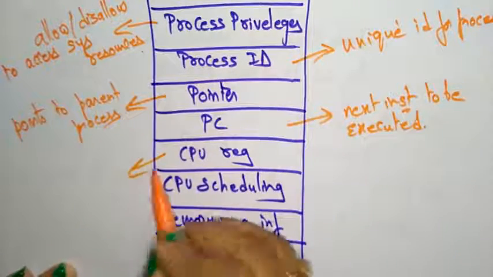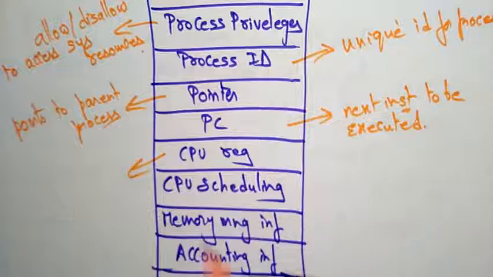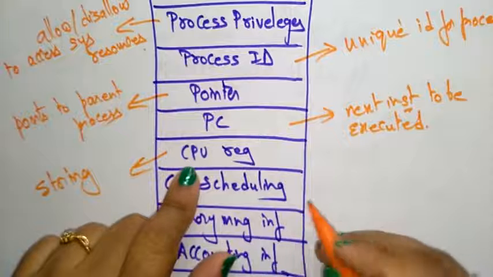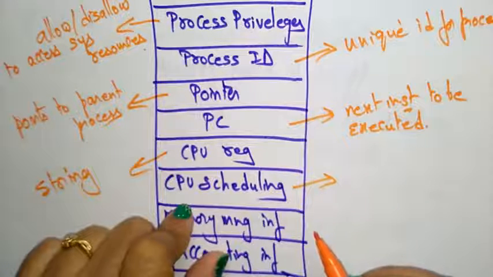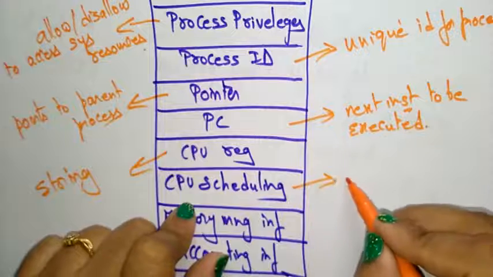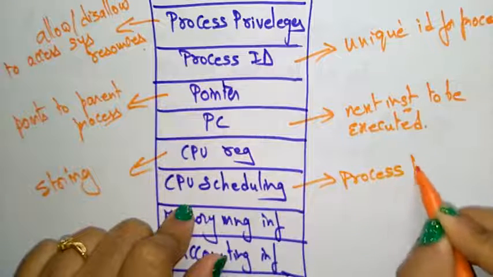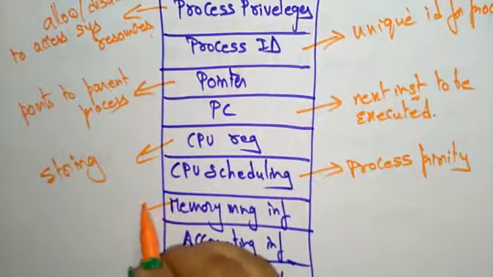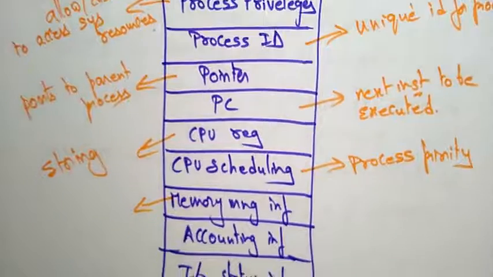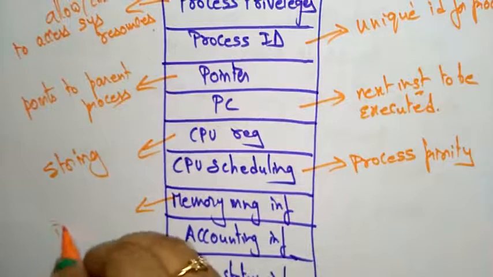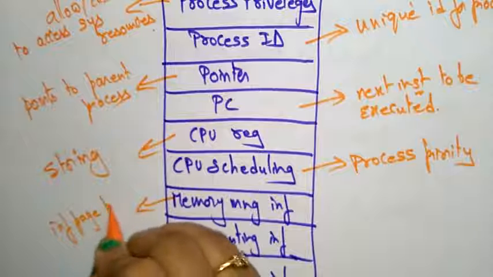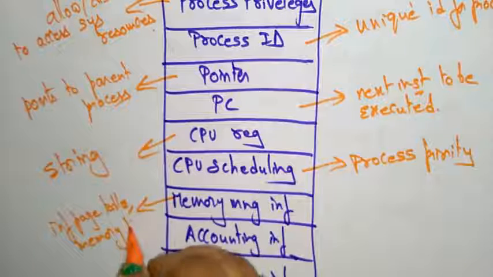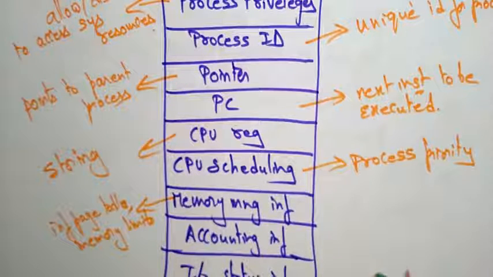Next, CPU registers. The CPU registers are used to store data for execution, only temporarily. CPU scheduling means it decides the process priority. The process priority will be stored in CPU scheduling. And what about the memory management information? It includes information of pages, page tables, or memory limits, how much memory has to be used. Everything is memory management information.